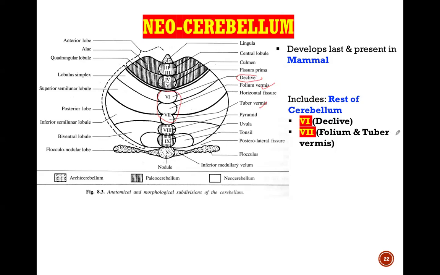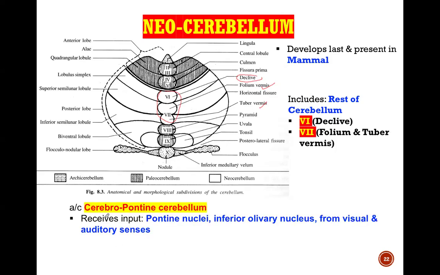They are present especially in mammals. And what does this neocerebellum do? It is also considered to be the cerebropontine cerebellum. Cerebropontine cerebellum means the fibers come from the cerebral hemisphere as well as from the pons, going to the cerebellum. Because of that, it is considered a cerebropontine cerebellum.